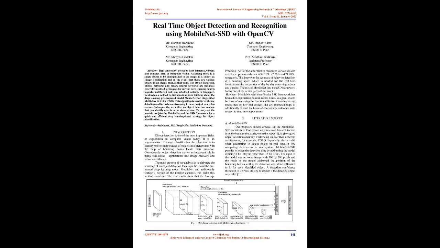Introduction. Object detection is one of the most important fields of exploration in computer vision today. It is an augmentation of image classification. The objective is to identify one or more classes of objects in a picture and, with the help of bounding boxes, locate their presence. Consequently, object detection carries an important role in many real-world applications like image recovery and video surveillance.